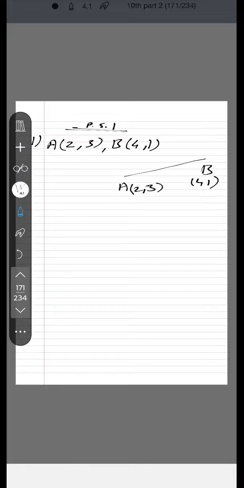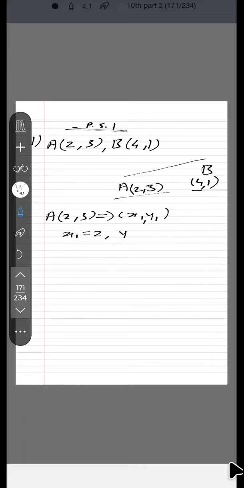Okay, here 2 comma 3 and 4 comma 1, two points are there. We know the distance formula, so simply we have to find the distance, correct. So point a, 2 comma 3, I am going to compare this with x1 and y1, so x1 is equal to 2 and y1 is equal to 3, correct.